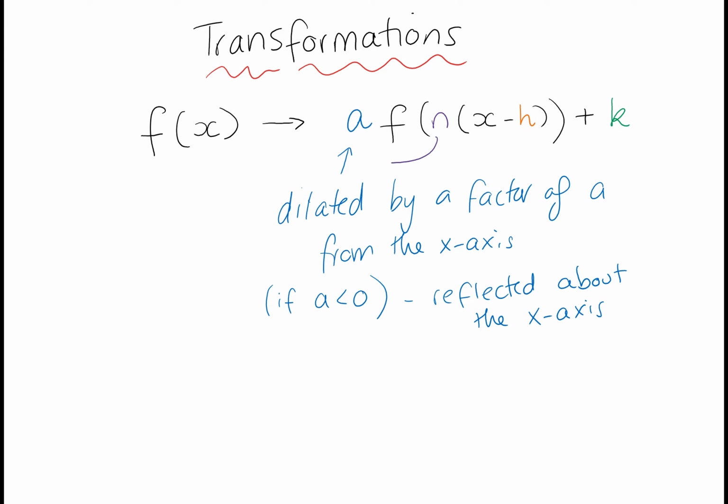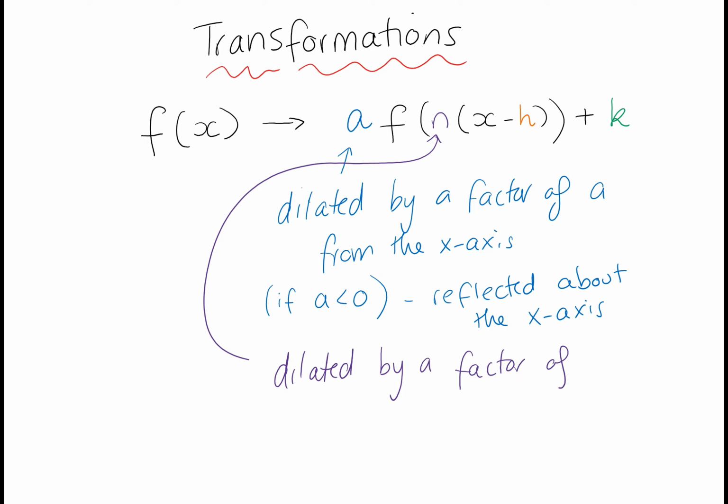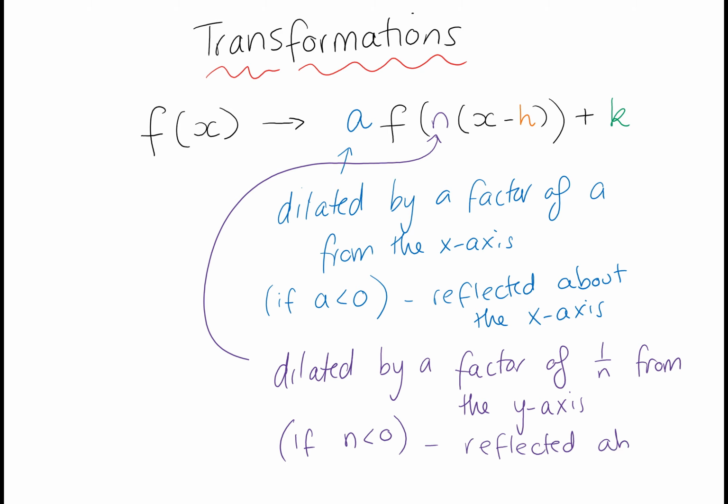Now, my value of n here, we would say we're dilated by a factor of 1 on n. This time it's from the y-axis. Now this is what's brand new to the course in Year 12, so you can imagine that most of the difficulty you'll experience will be with this. If n was less than 0, so if n was a negative number, then this graph would have been reflected about the y-axis.